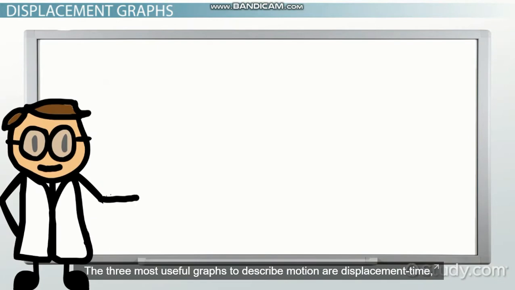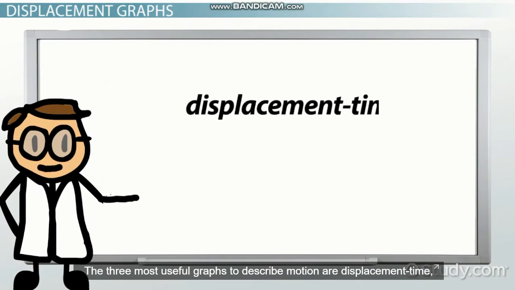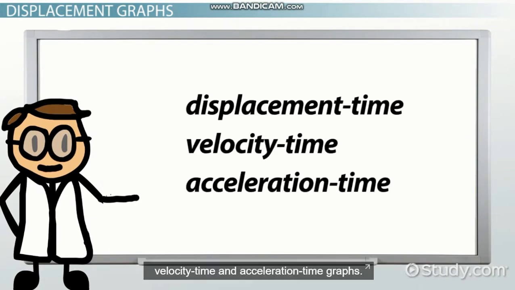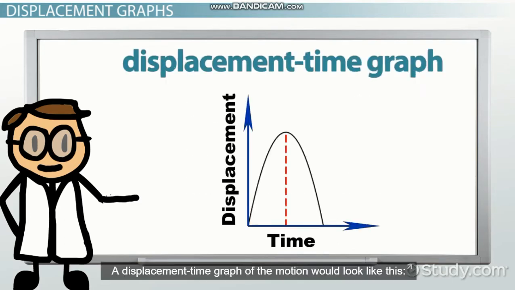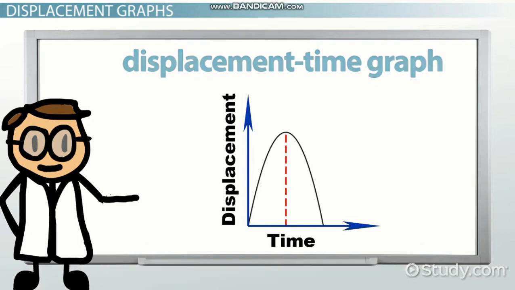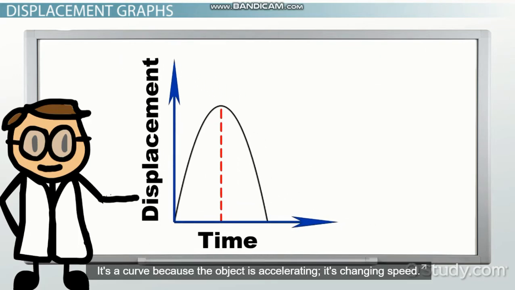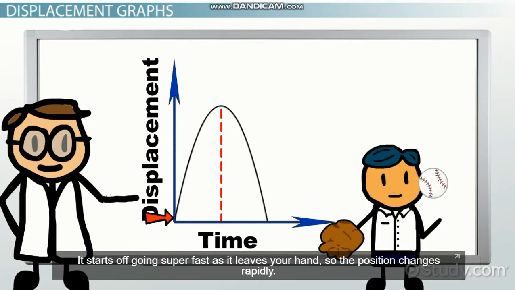The three most useful graphs to describe motion are displacement time, velocity time, and acceleration time graphs. So let's look at each of these in turn. A displacement time graph of the motion would look like this. It's a curve because the object is accelerating, it's changing speed. It starts off going super fast as it leaves your hand, so the position changes rapidly.